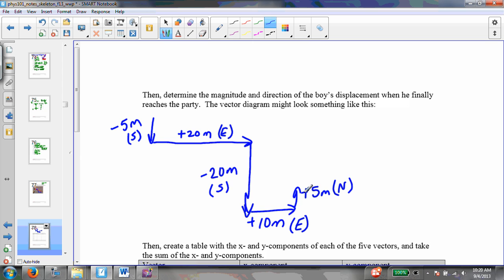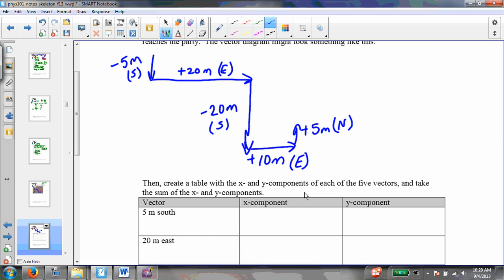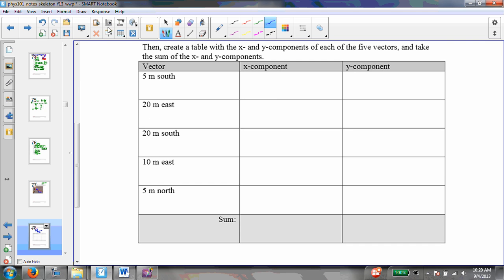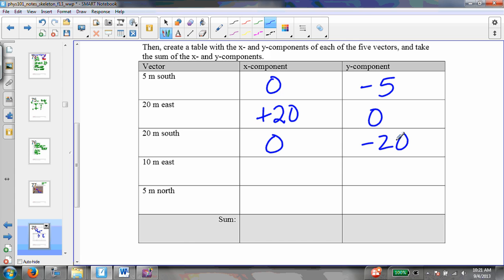Alright, now I want to create a table of the x and y components, or find the x and y components of all of these vectors. I like doing it in a table form because it's all laid out very nicely. So here's the vector on this side. I have our 5, 20, 20, 10, and 5 meters. And then I can write out what are my x and y components. Now, on the 5 meters to the south, the x component is 0, and the y component is negative 5. 20 meters to the east, it's going to be plus 20 and 0. 20 meters to the south will be 0 and negative 20. 10 meters to the east will be plus 10 and 0. And then 5 meters to the north will be 0 and plus 5.